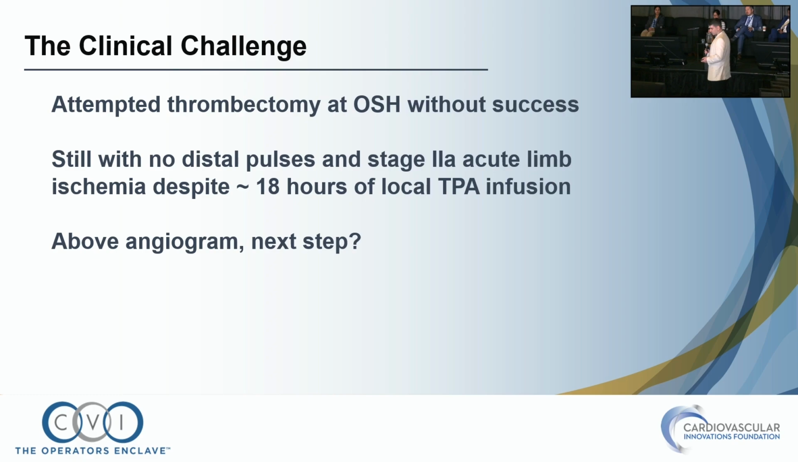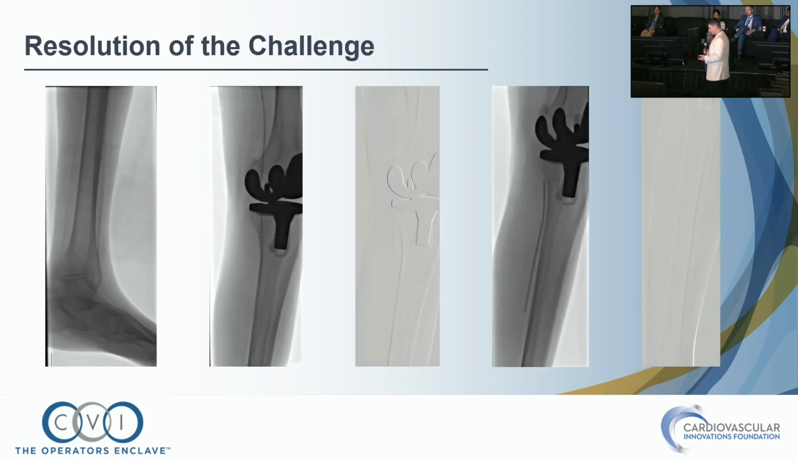Still no distal pulses, stage 2A acute limb ischemia despite 18 hours of local TPA infusion, and you have the above angiogram. So what would be the next step? Of course, the thought process is that we're going to attempt thrombectomy again, we can leave it alone, and we're going to combine this with balloon angioplasty. But the thought process was to attempt a different device of thrombectomy.